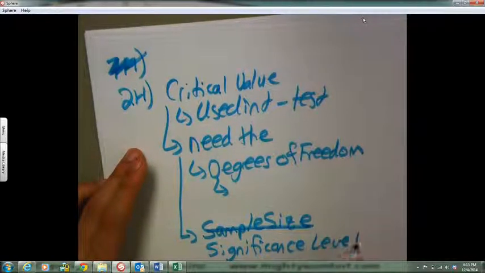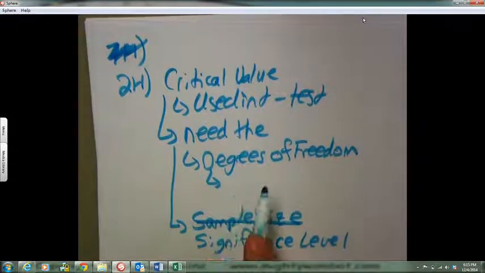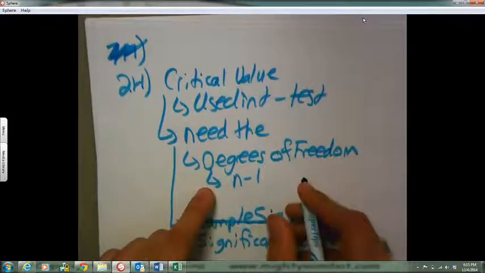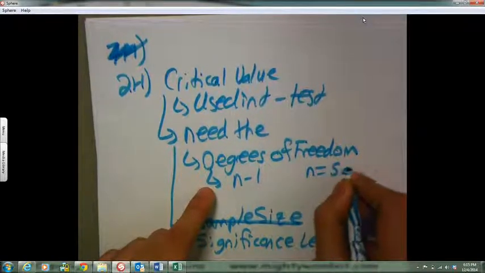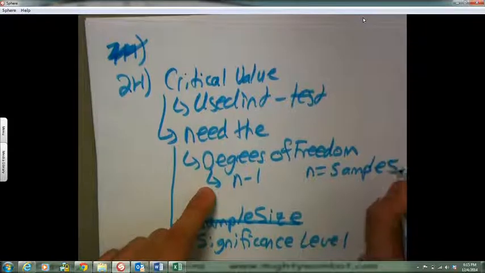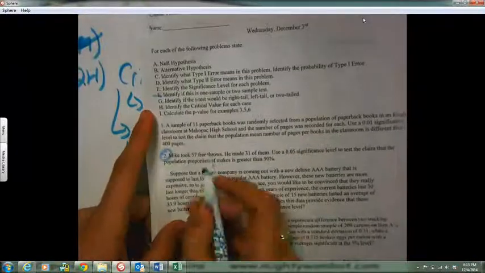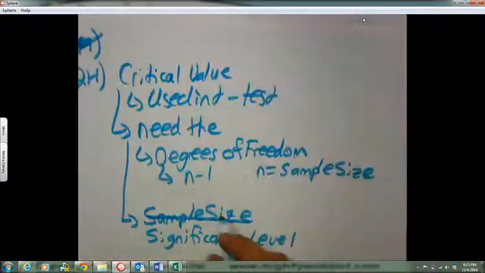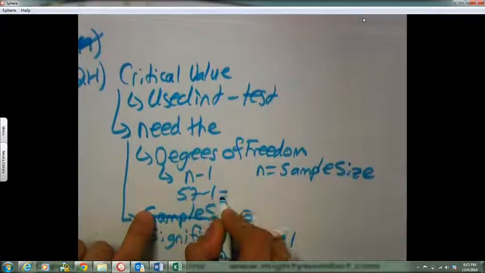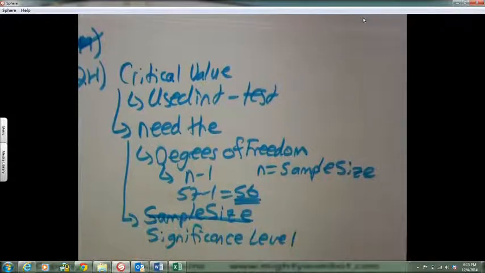So what are degrees of freedom? Degrees of freedom are n minus 1, and n, of course, is just the sample size. So for Mike's example, he took 57 free throws. So 57 minus 1, so 56 is the degrees of freedom. Significance level, or the alpha, is 0.05.